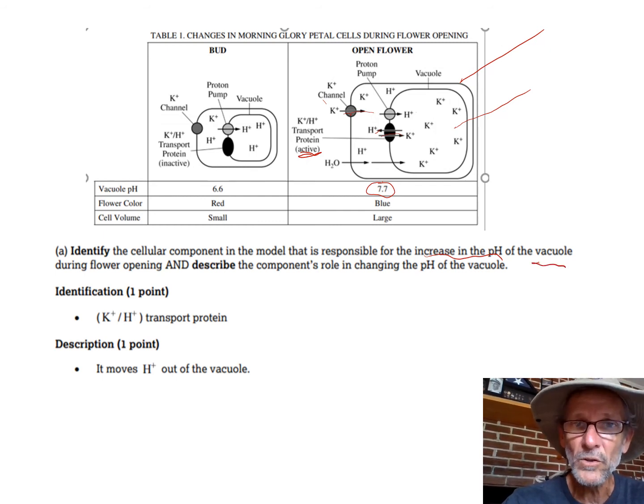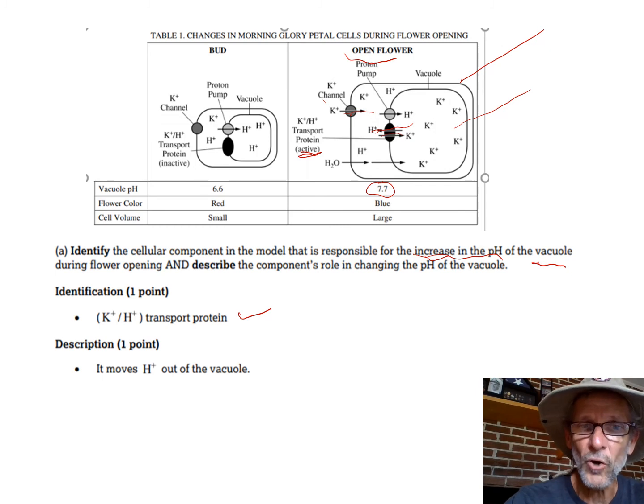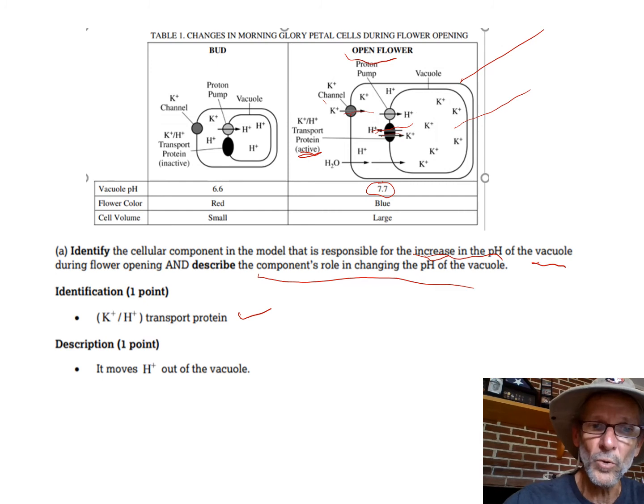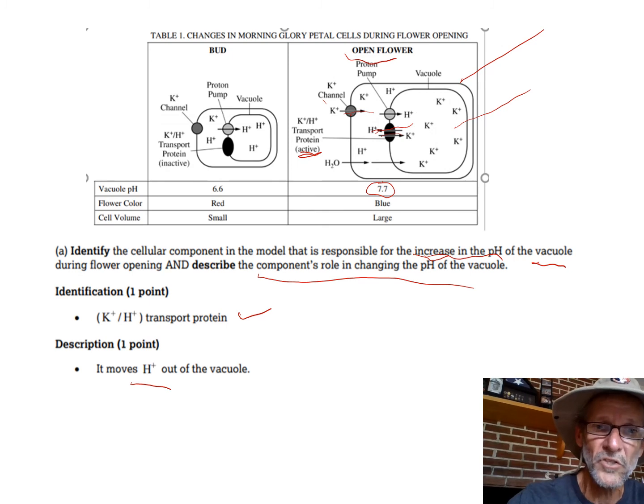In the vacuole, right? When flowers are opening, how did the protons get out of the vacuole to make the pH increase? They diffused out this way. Or, excuse me, they got pumped out this way, actively transport pumped. Okay? So that's the identification of that transport protein that's responsible for that. And then describe the component's role in changing the pH. That again, I know that pH and protons have to do with each other, and how it did it, its role was to move them out of the vacuole.